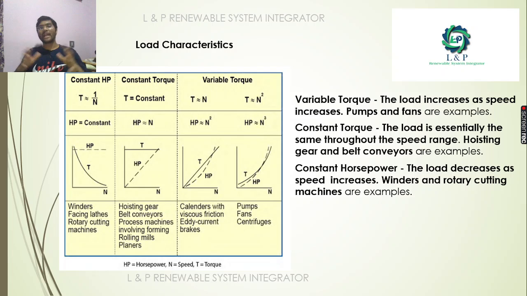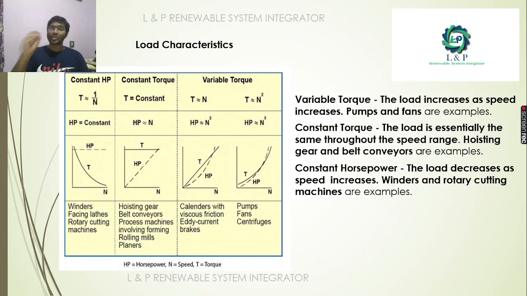And we can look at the load characteristics of these motors. Based on our applications, we can classify them by torque and speed. If your motor is operating with a variable torque, you can use that motor for pump and fan applications, because of how it works: when the load increases, speed also increases.